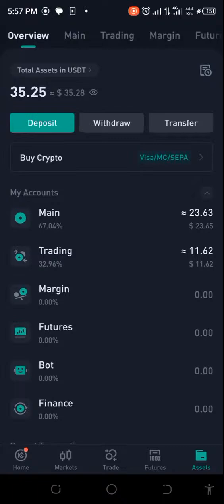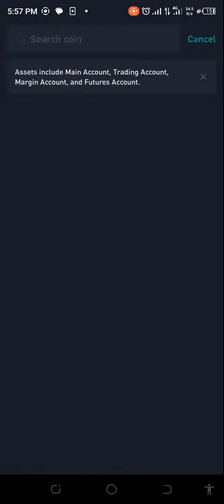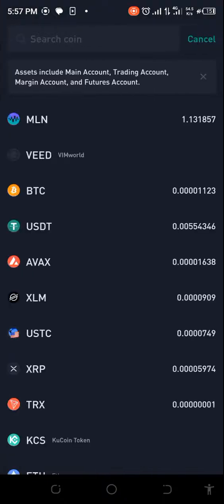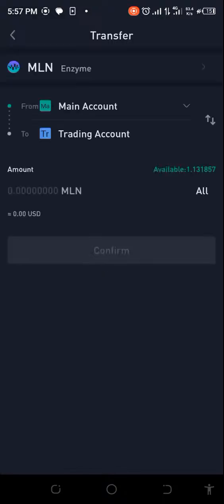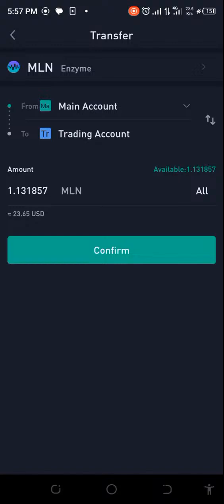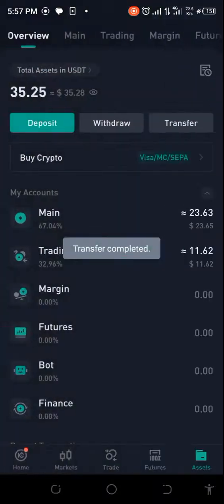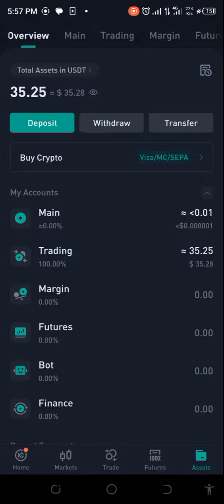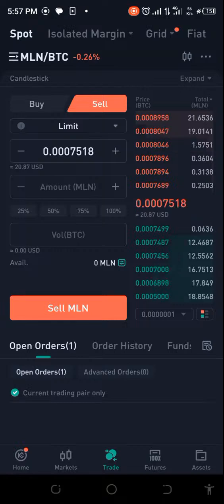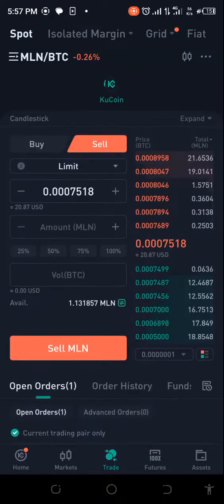Okay. So now what we need to do is transfer this. We're going to have to transfer this, right? So what do we have here? We have 1.13, so we're just going to put that 1318. Oh, I love that sound. So we're going to go over to trade now. Okay, so when we do this, we're going to see everything here.